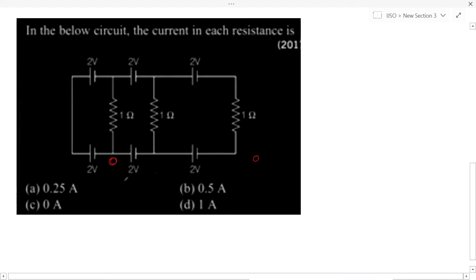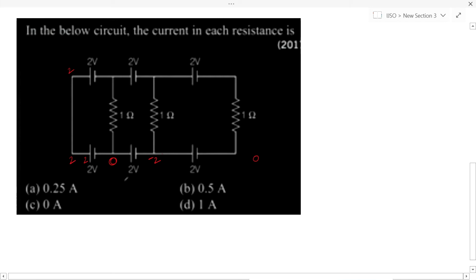Now pay attention. Let me explain with potential. So this is 0, this will be 2, this will be 2, this will be 2. Pay attention now over here. This is already 2, this is 0, so then this point will be minus 2.